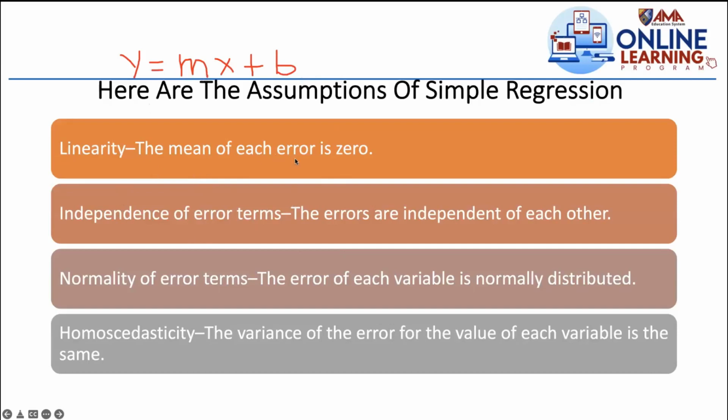Linearity, the mean of each error is 0. Independence of error terms, the errors are independent of each other. Normality of error terms, the error of each variable is normally distributed. Homoscedasticity, the variance of the error for the value of each variable is the same. I will not discuss this in detail except this one.